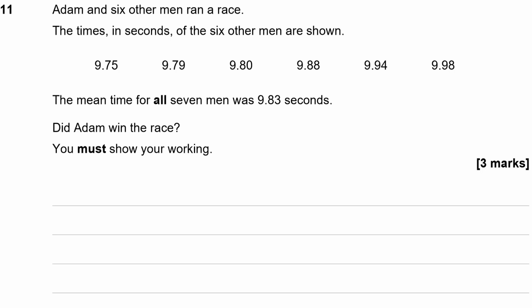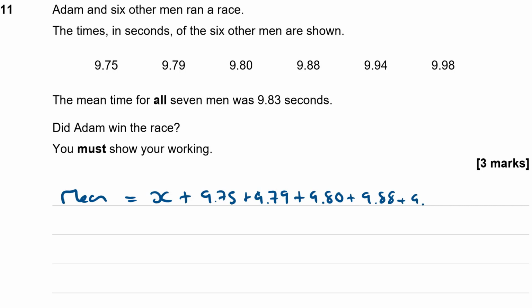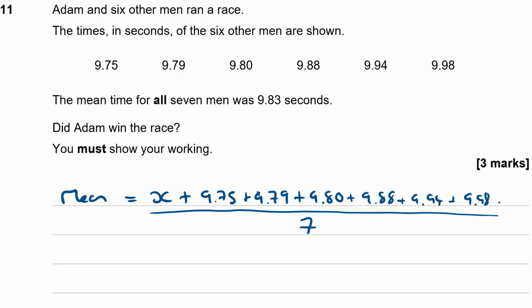Okay, so we've got the times for the 6 men that Adam raced against, but we don't actually have Adam's time. So let's use a bit of algebra and call Adam's time x to start with. So we would calculate the mean by adding all 7 values together and then divide by 7. So x, Adam's value, plus all the other gents, 9.75, 9.79, 9.80, 9.88, 9.94 and 9.98, all divided by 7, because there were 7 runners, and we know that that is equal to 9.83.